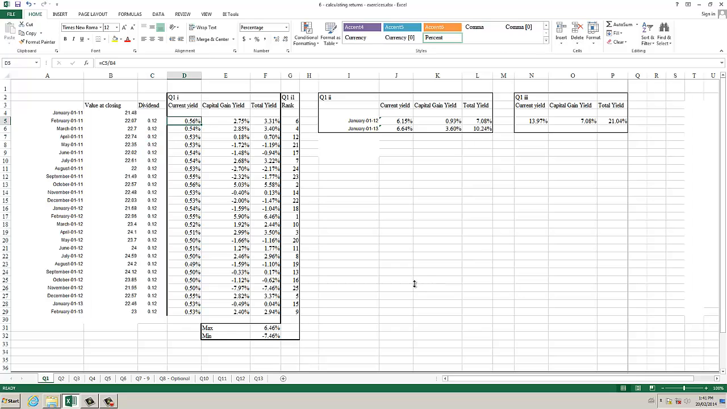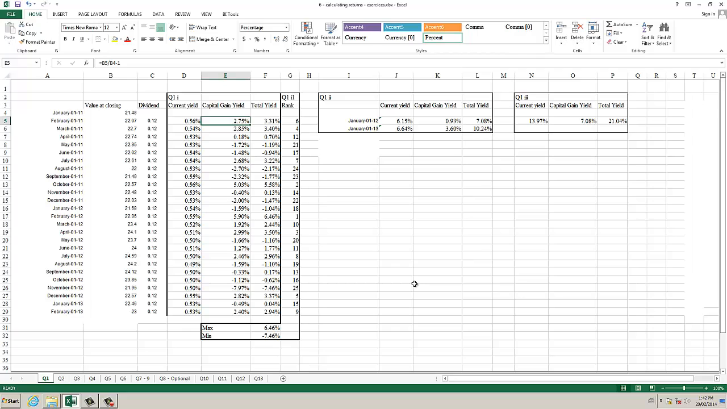So let's start with that one. If you look at my equation here, the only thing I'm doing is dividing my current dividend by the value at the beginning of the period. And we're going to do that over and over because I'm asking you for the monthly returns. So the investment is now worth $22.74 and you're making 12 cents of capital gain, 0.53%, and so on, because I was asking you to calculate a monthly return.